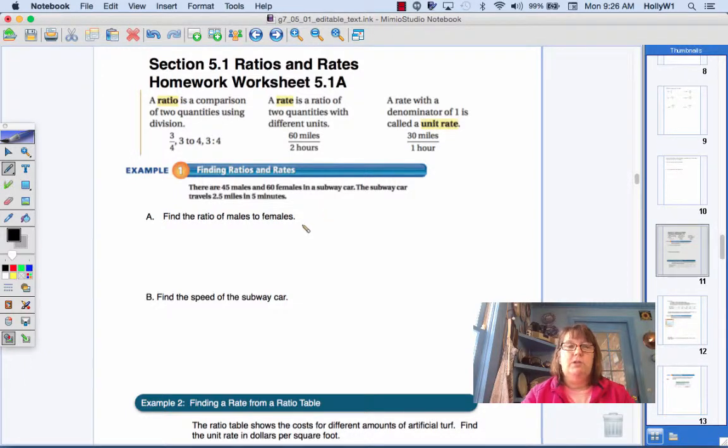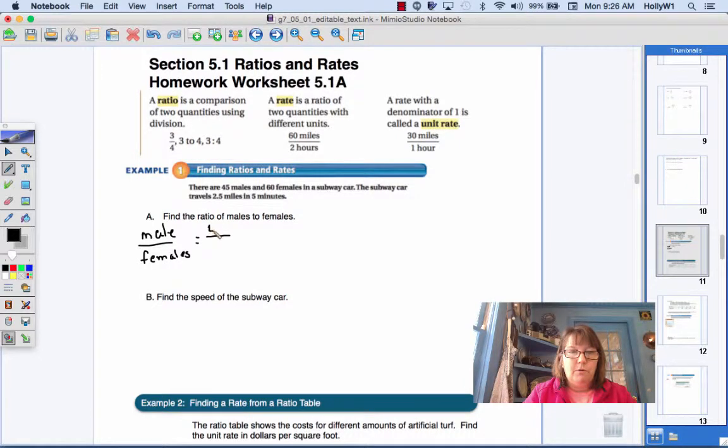So we're going to start with examples. Example 1, finding ratios and rates. There are 45 males and 60 females in a subway car, and that subway car is traveling 2.4 miles in 5 minutes. So we're going to find the ratio of males to females. A ratio is a division problem, and we start with males to females, so it's males divided by females. And we don't ever really want to turn this into a decimal. We want to keep it as a division problem because it defines a ratio.